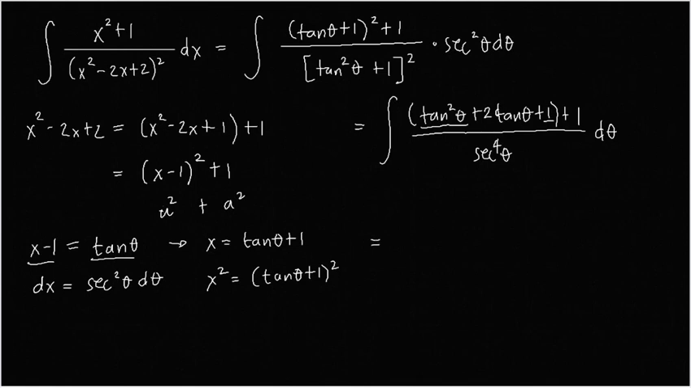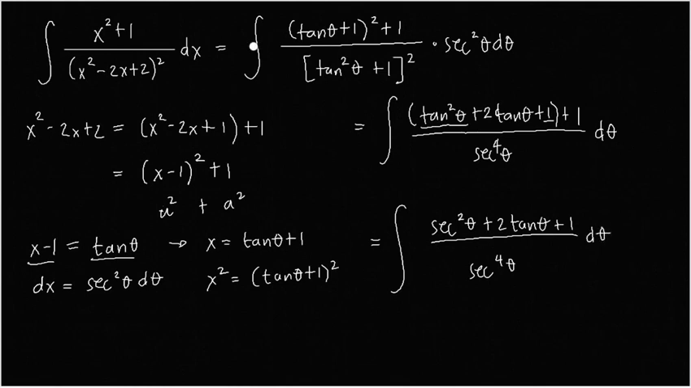And again, that tangent squared theta plus 1 is secant squared of theta plus 2 tangent of theta. Don't forget yung 1 na nasa labas, so this is plus 1 divided by secant to the 4th power of theta d theta. So secant squared theta divided by secant to the 4th of theta is 1 over secant squared of theta. So that's actually equal to cosine squared of theta.